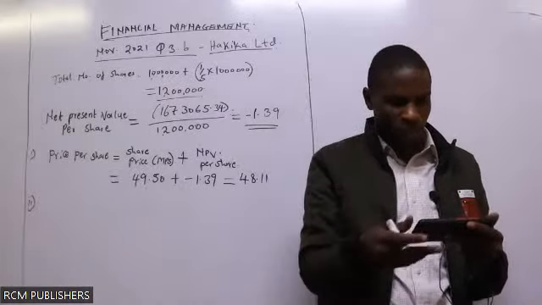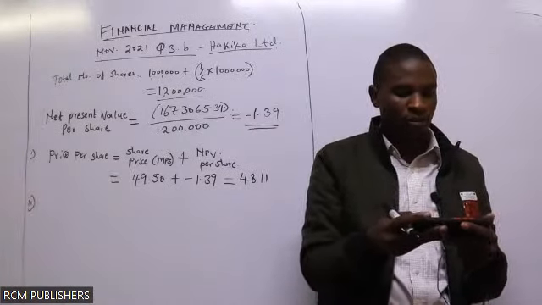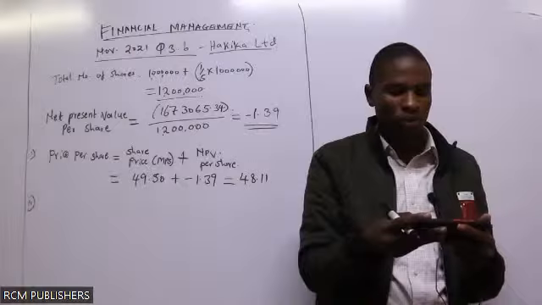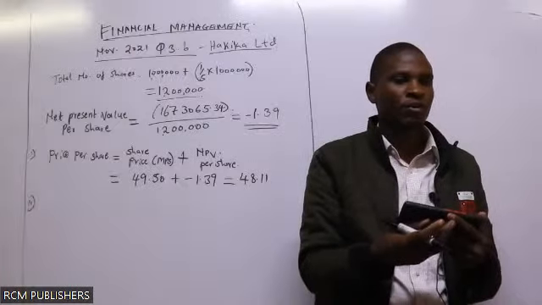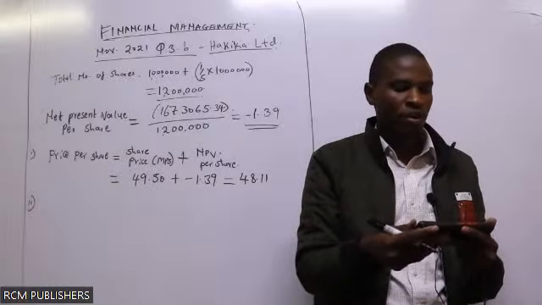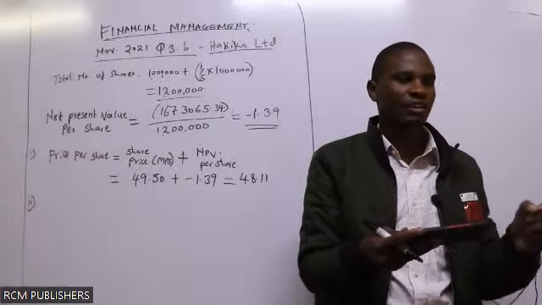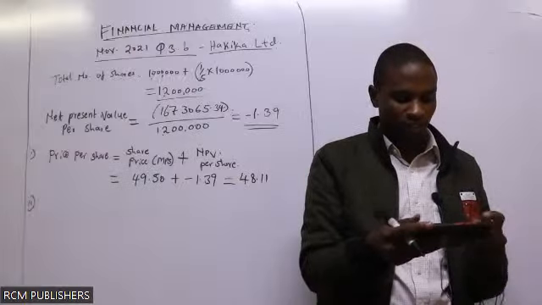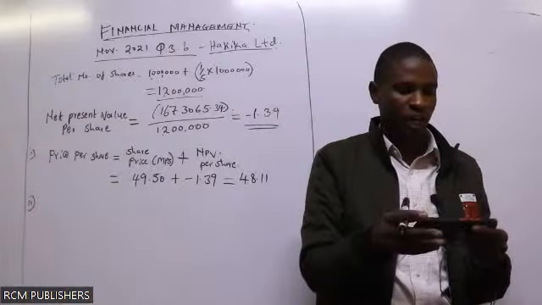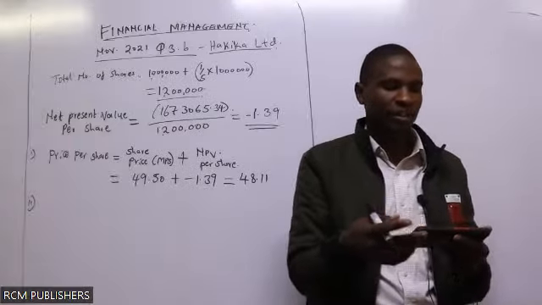You are told that to raise the amount, the company intends to issue a 1-for-5 right issue at the subscription price of 39 shillings per share. So they have to do the right issue. In this case, what we have to appreciate is that one new share will be going at 39 per share.